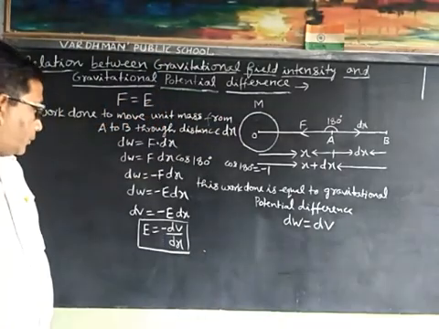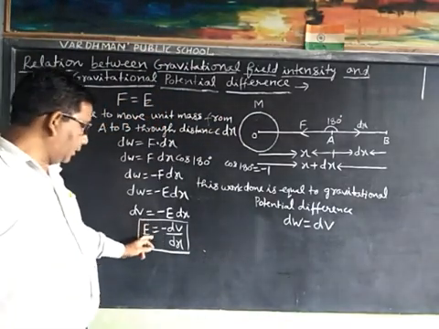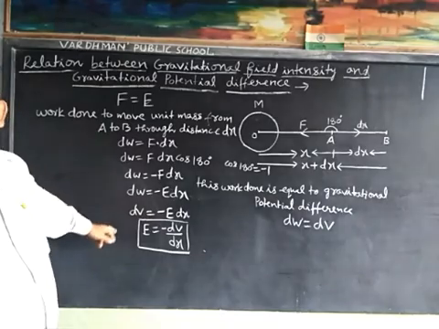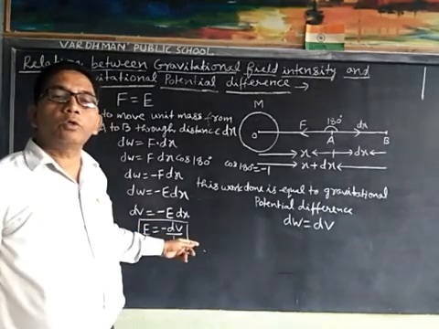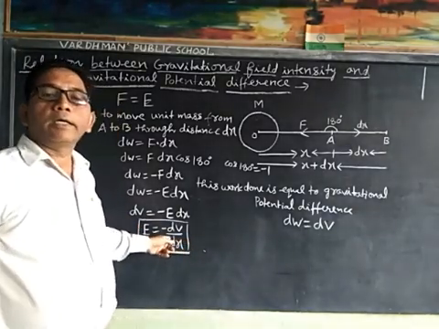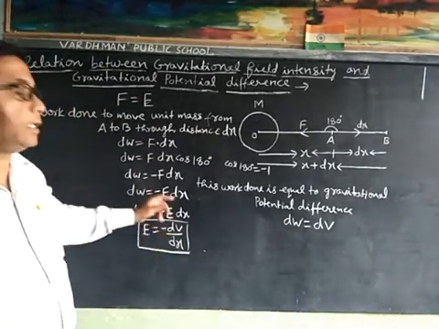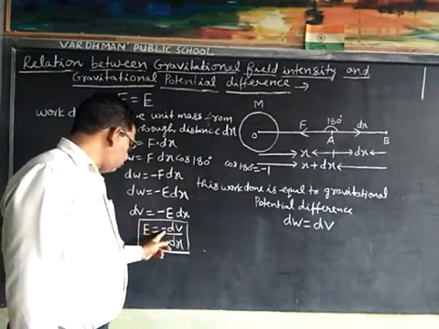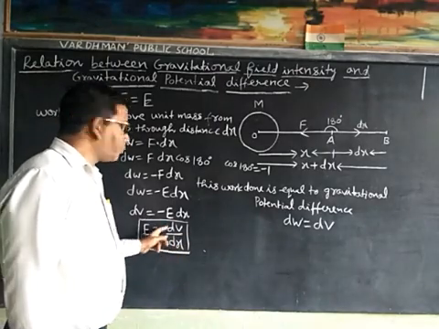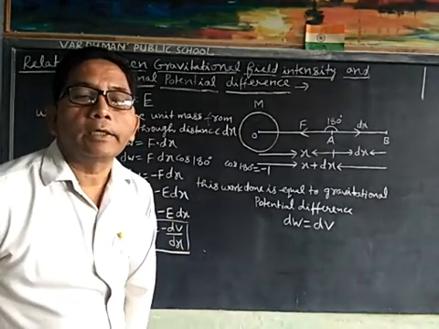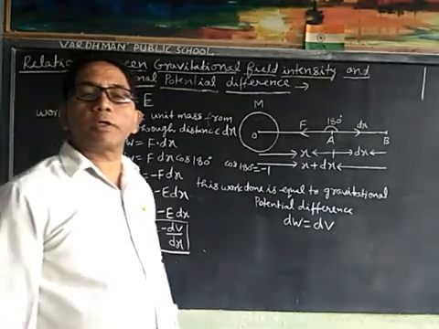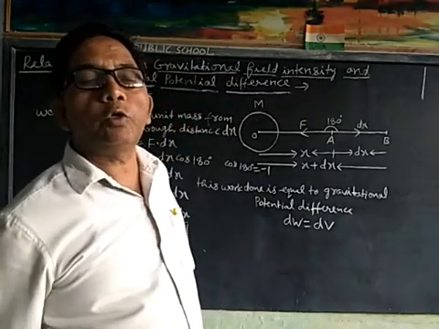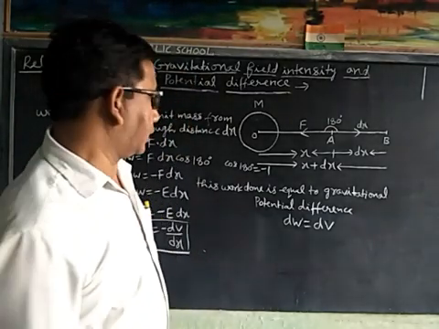Now gravitational field intensity is equal to the negative of the gravitational potential gradient. Now the SI unit of gravitational potential gradient is joule per kilogram per meter.